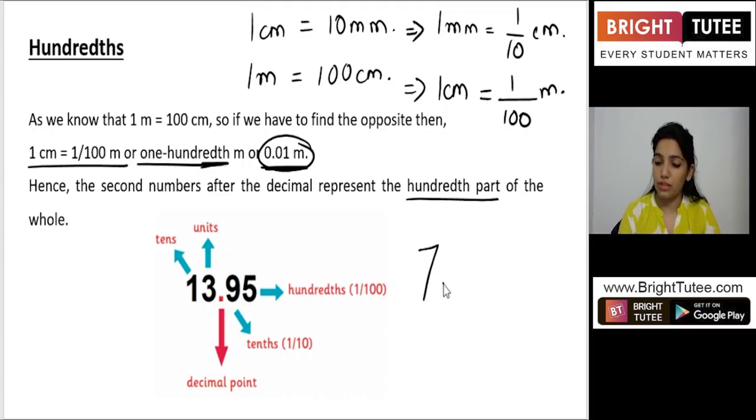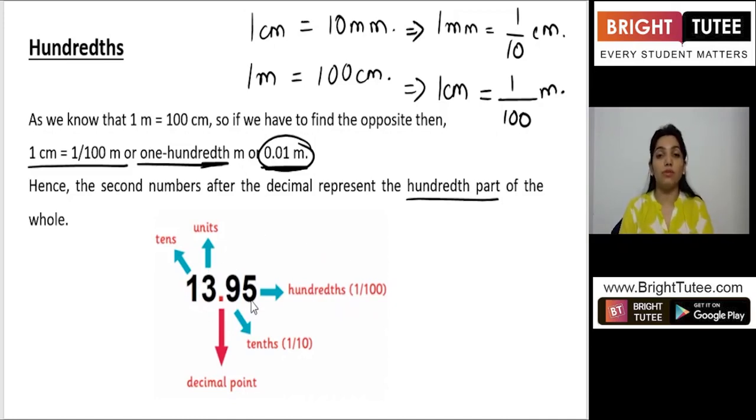How will you read this number? This is 7.46. How will you read this number? This is 17.46. How will you read this number? It is 117.46. Okay, so this needs to be very much clear that after the decimal point, the numbers should be read as they are. Now, let us understand what all numbers we have here as 13.95.